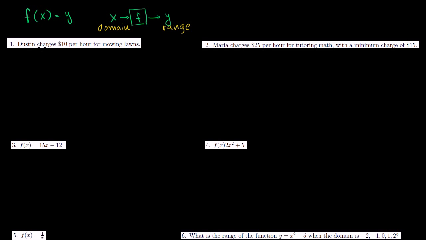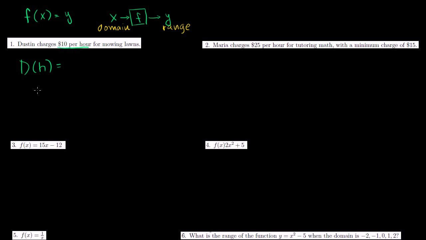So here we have Dustin charges $10 per hour. So let me write that down. $10 per hour for mowing lawns. So how much does he charge as a function of hours? So let's say Dustin charges. So the function, I'll call it D for Dustin. Dustin charges as a function of hours. It depends on hours. The input into our box is going to be hours that he works.